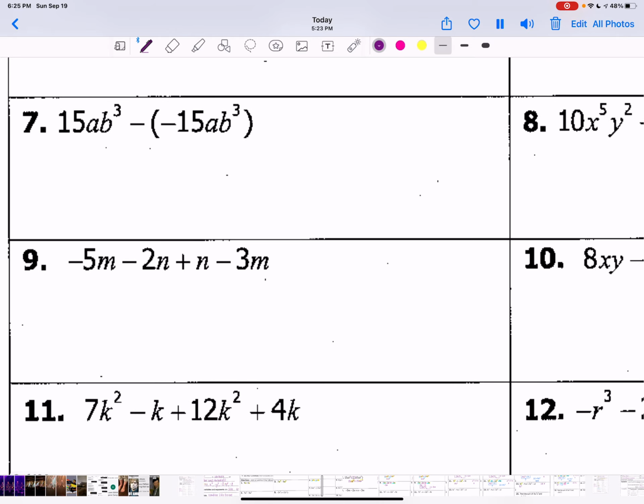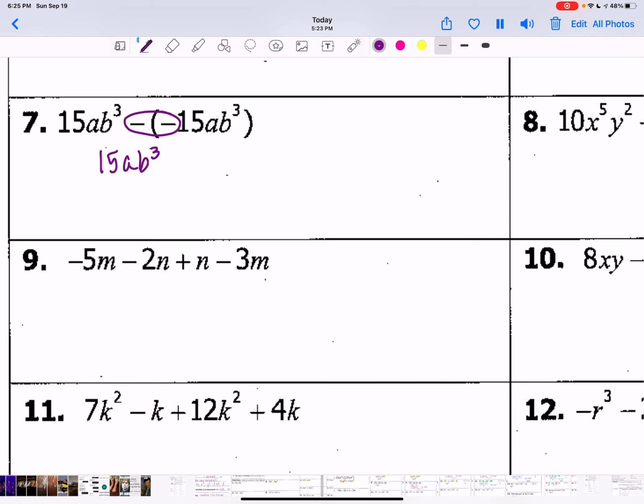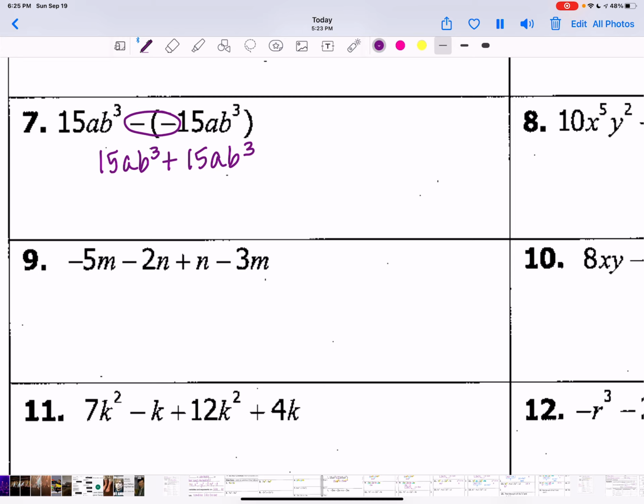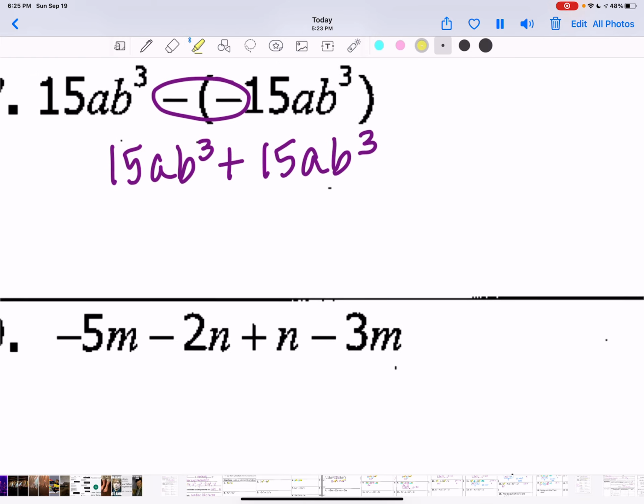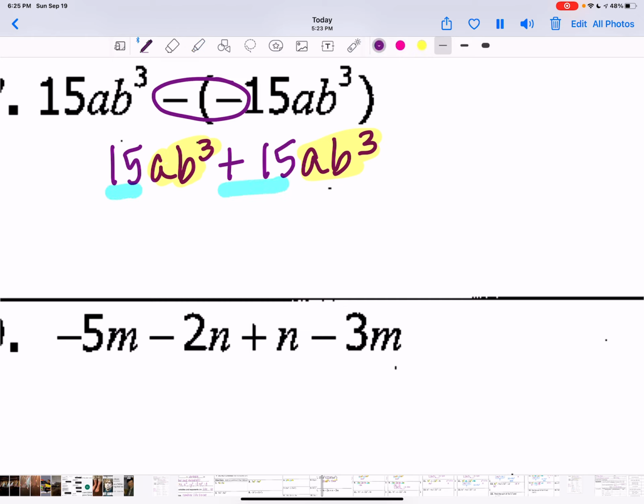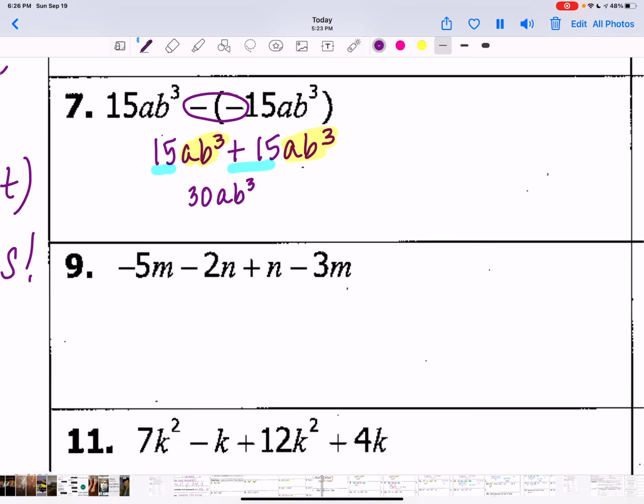All right, let's go down to number 7. We've got one thing we need to do first, but it's 15ab cubed minus a -15ab cubed. So I'm going to rewrite this because remember the two negatives right next to each other make a positive. And then now let's look at your variables. They both have to be the same: a b cubed, and then this is a b cubed. So since they're both the same variables and powers, all you've got to do is add the coefficients. So 15 plus 15 is 30, and you leave the variables as a times b cubed.